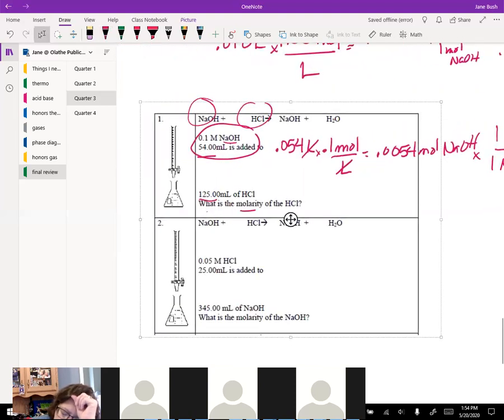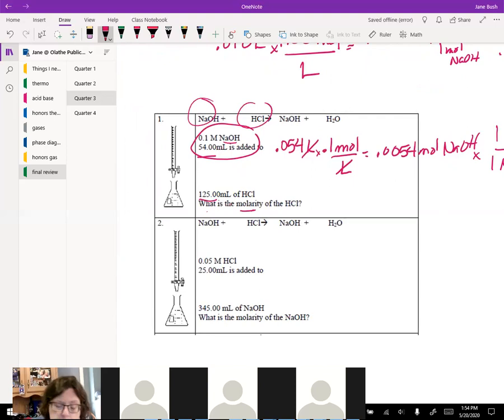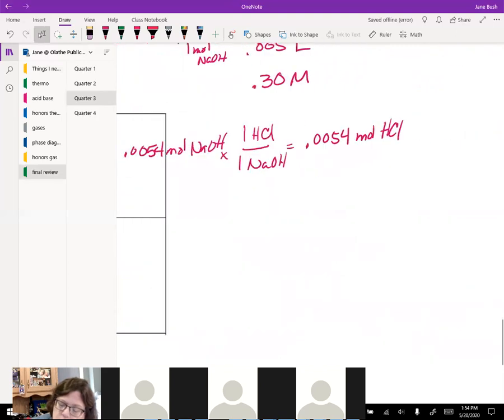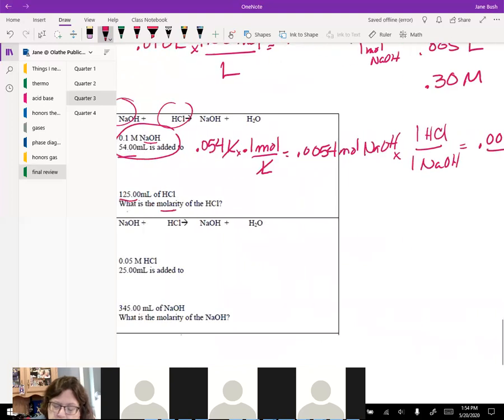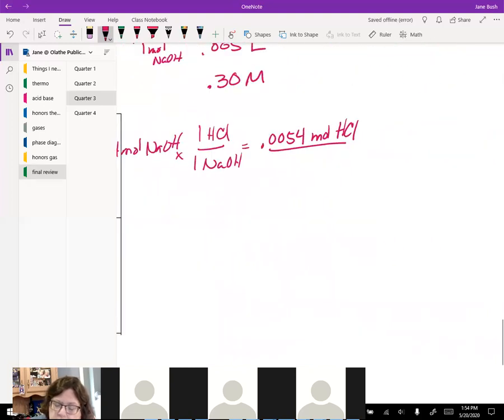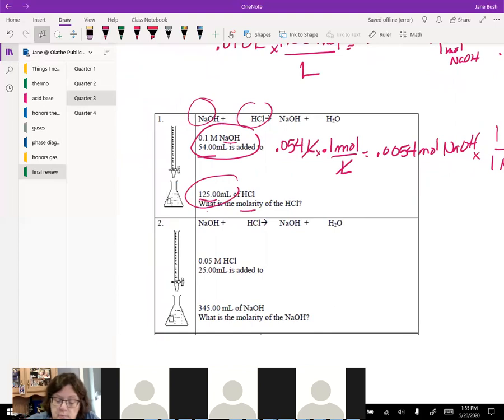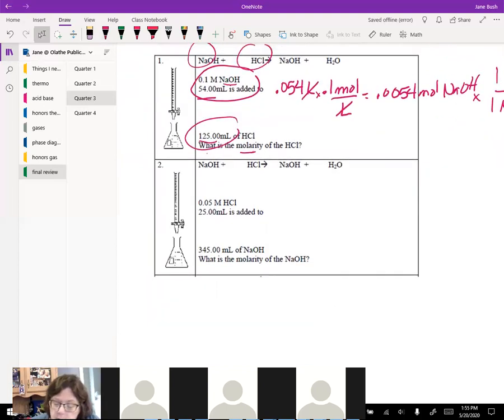Okay. How do I find molarity? Look at your mole map. Molarity is moles divided by liters. How much hydrochloric acid did I start with? 125 milliliters, which would be 0.125 liters. 0.0054 divided by 0.125. Molarity. Assuming I did the math right. I could have done the math wrong, but I'm assuming that you would have told me, if you're working it along with me, that I did it wrong.